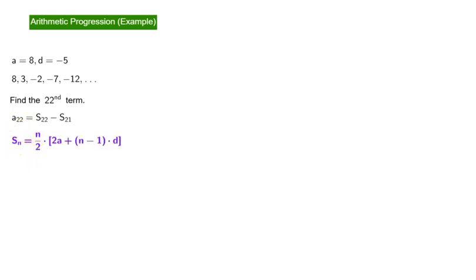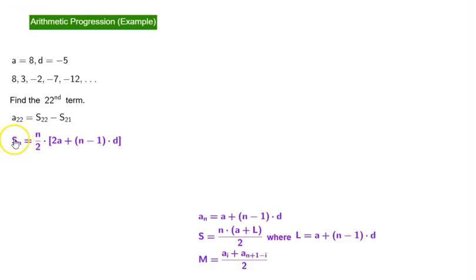So we know that the formula for the sum of n terms in an arithmetic progression is S equal to n times (A plus L) by 2. Now L is A plus (n minus 1)D. So this A plus this A will give us 2A, so 2A plus (n minus 1)D. Okay, so let's use that to figure out the S sub 22.